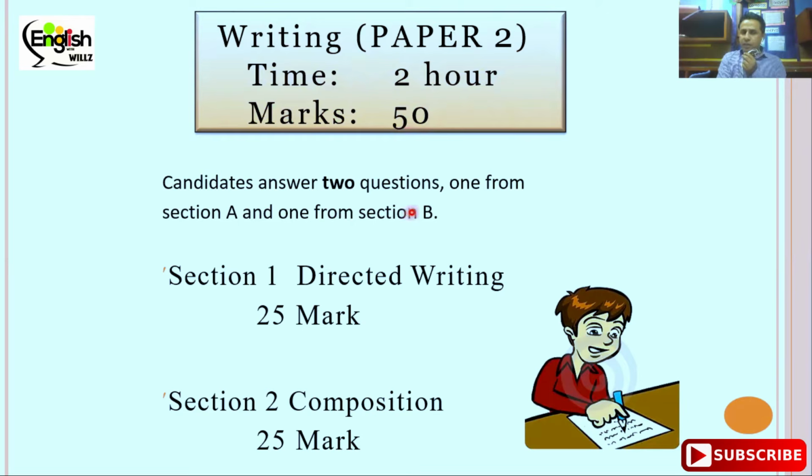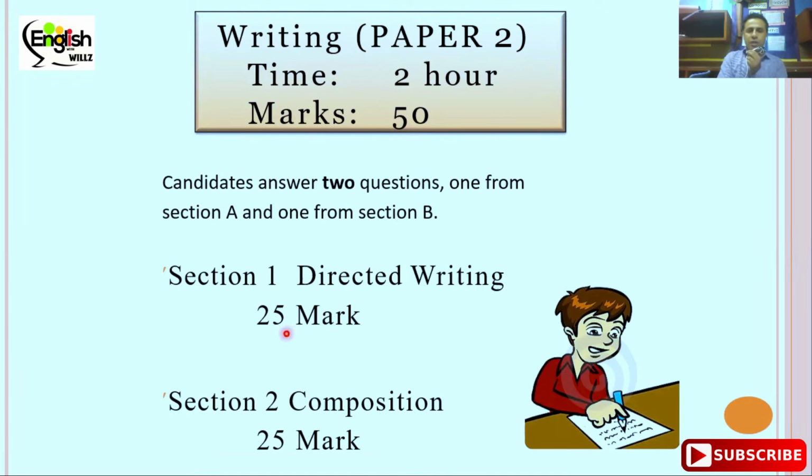So there will be 2 questions from paper 2 writing. In the writing paper you might not see a lot of changes, but of course in directed writing, which was a part of your writing paper, you will see the changes. There are 2 sections, section 1 and section 2. Section 1 is directed writing. Previously it was directed writing, and again it is directed writing.